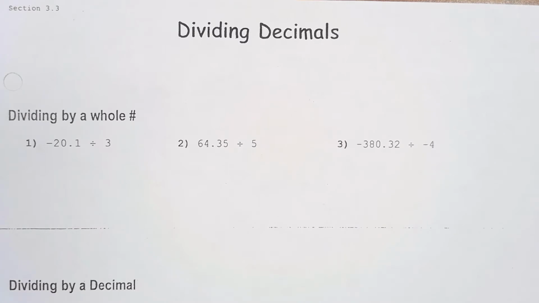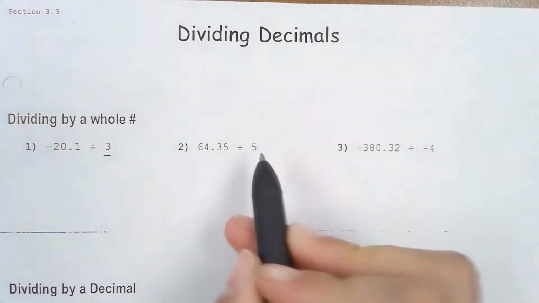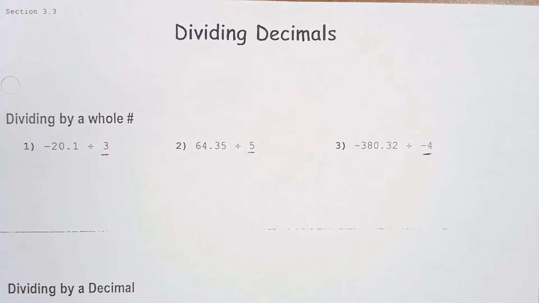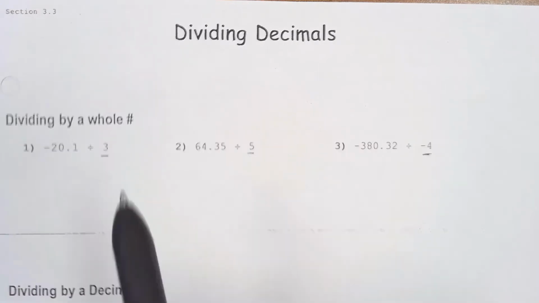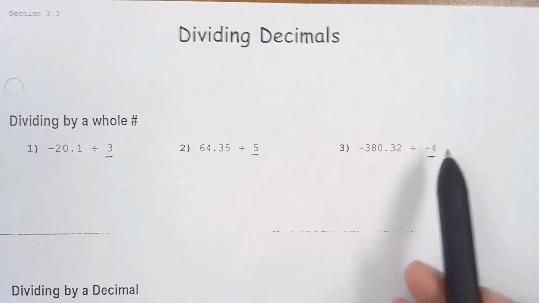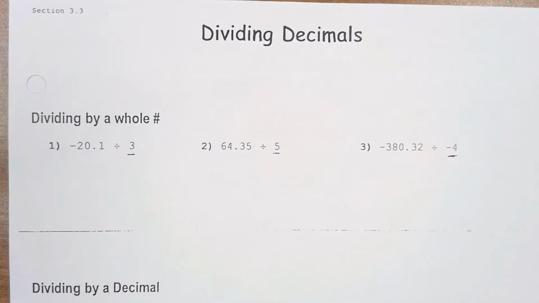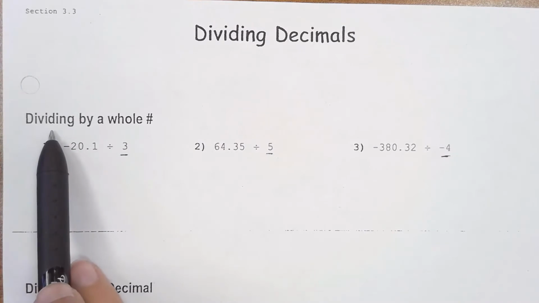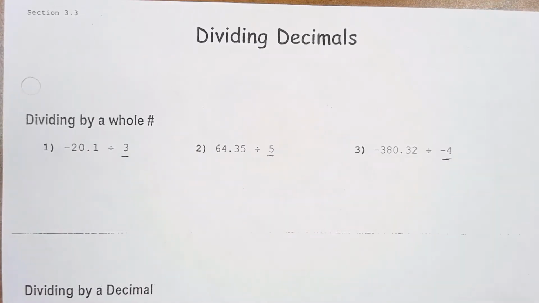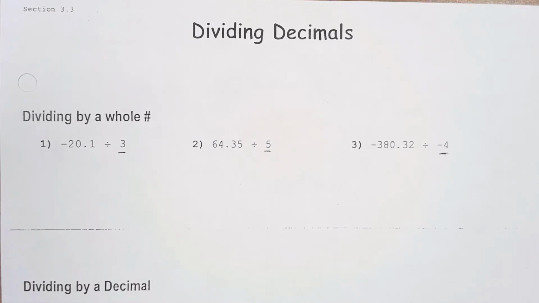When you divide decimals, your second number, which is what we call the divisor, always has to be a whole number when you're dividing. In this example, all of our divisors are whole numbers, so let's just review how we divide, okay?